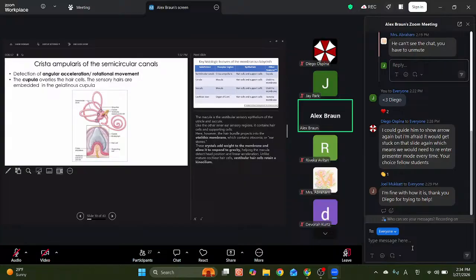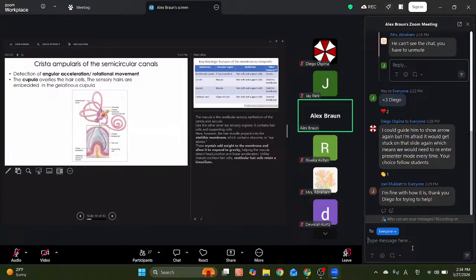In contrast to that, the macula of the saccule and utricle do not sense angular acceleration. What they do sense is linear acceleration. So if someone is going laterally in a car in a straight line, the macula of basically the utricle and saccule will perceive the linear acceleration occurring in a straight line in a car.